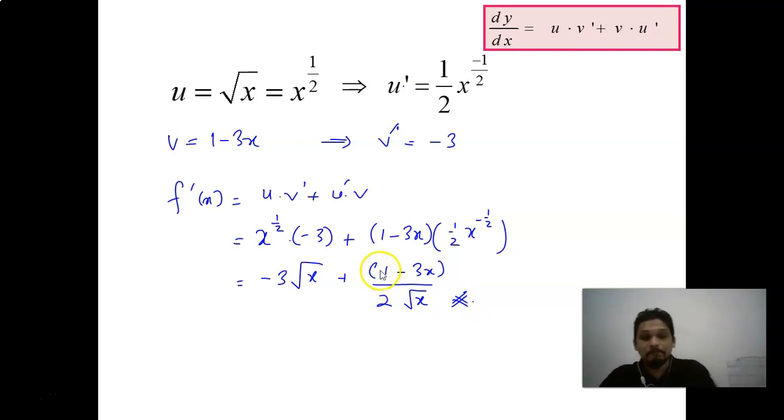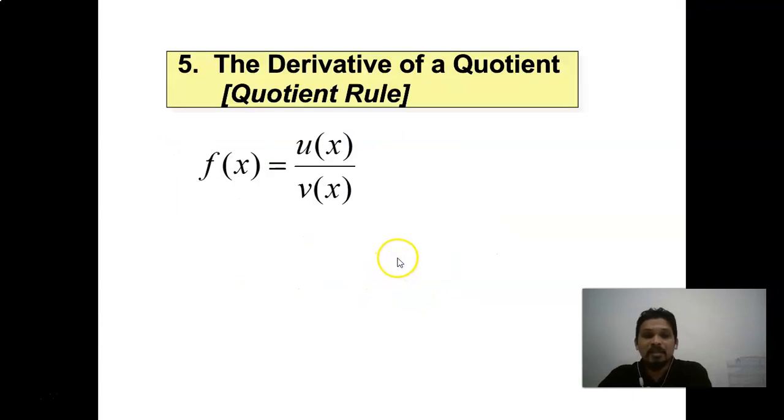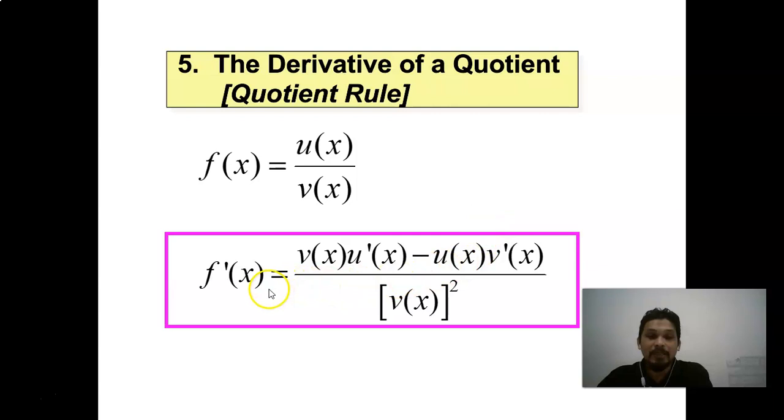Okay, next, derivative of a quotient. Quotient rule means that the function is u divided by v. Then f prime equals u prime v minus u v prime, divided by v squared. Again, u prime v minus u v prime divided by v squared.